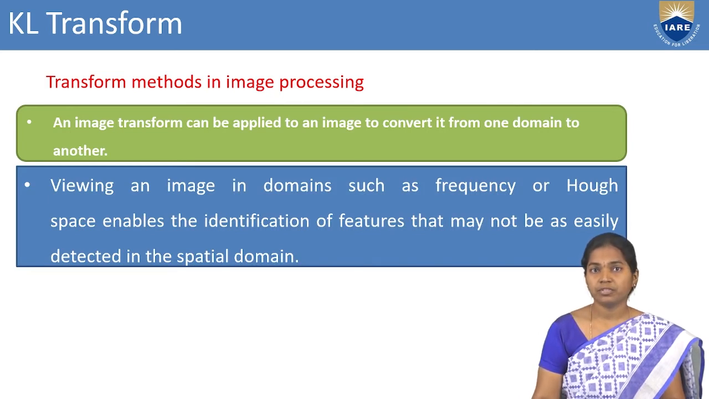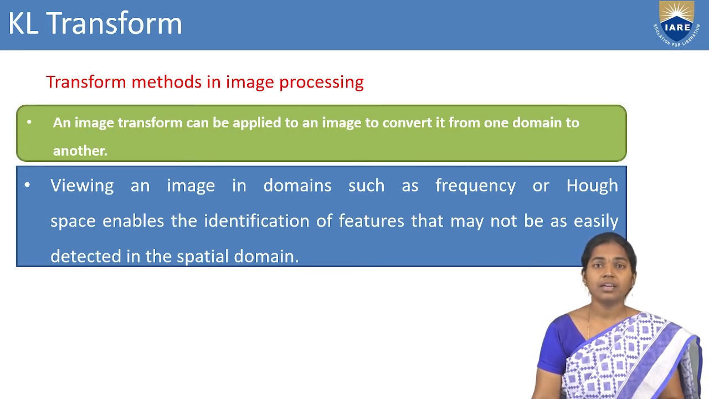In image processing, when we apply the transformation, the image is converted from one domain into another domain. That is, f of x comma y, when we apply the transformation function, gives the output capital F of u comma v.